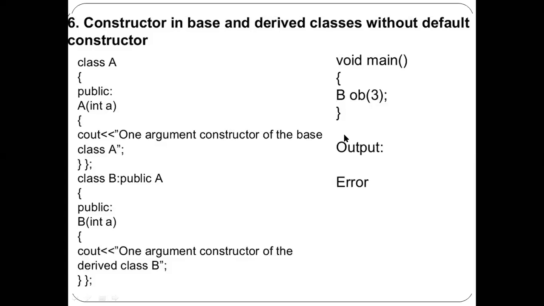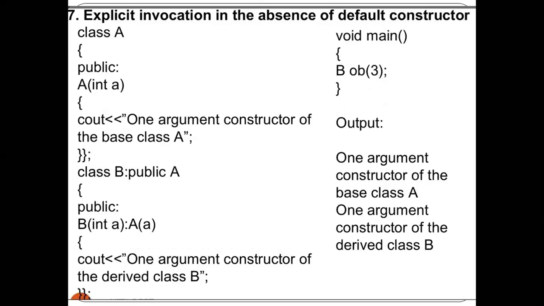Okay, so we have seen in the last lecture the constructor part, and a few more combinations in which we can use the constructor, with and without a default constructor, as part of different multi-level and multiple inheritance. So this is the example where we use the constructor in the base class and derived class without a default constructor.